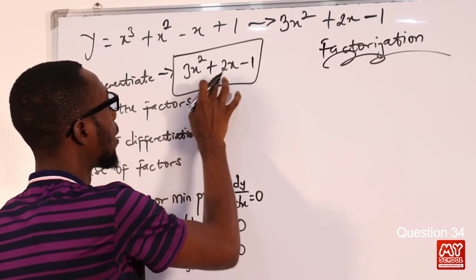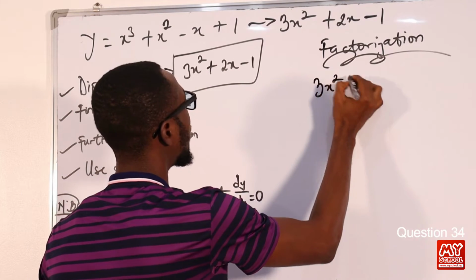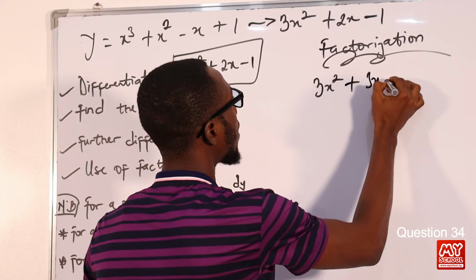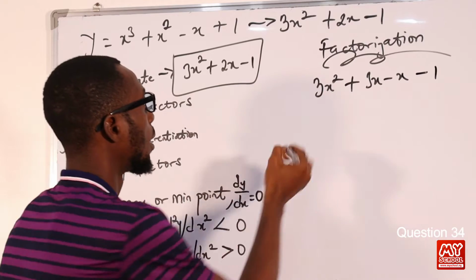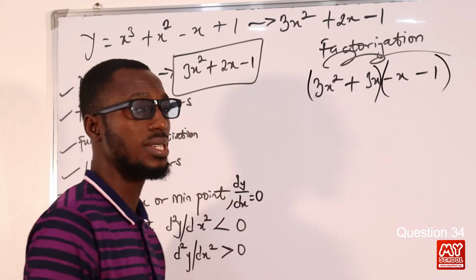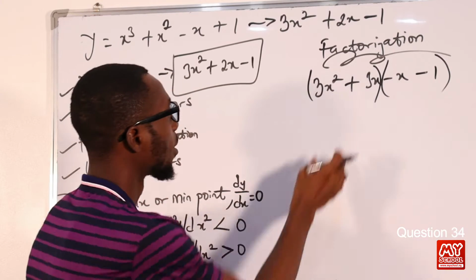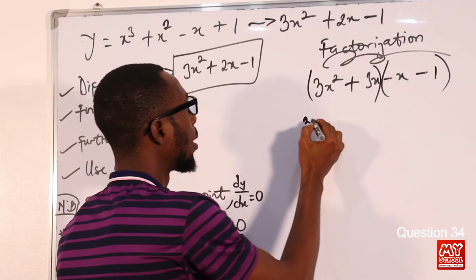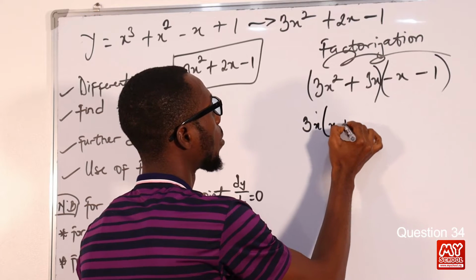Okay, so this would be 3x squared plus 3x minus x minus 1. These are the factors. So let's work around this. Of course, there are shorter methods to this, but I just want to see if I can break it down as simple as possible. What's common in this bracket here? We have 3, into brackets, 3x, yes, into brackets, x plus 1.